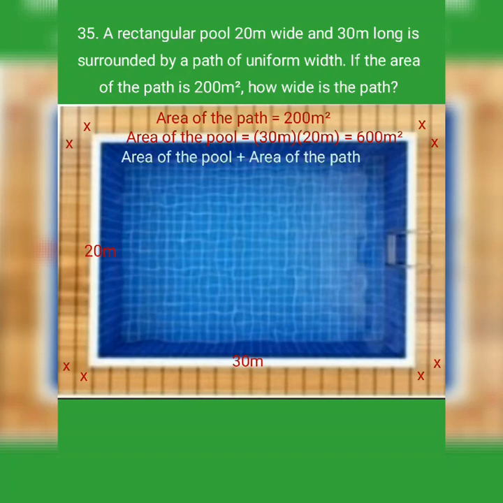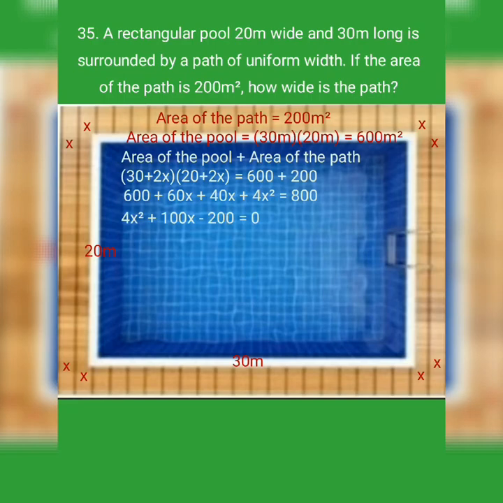Let us add the area of the pool and the area of the path. So we have the quantity of 30 plus 2x and the quantity of 20 plus 2x is equal to 600 plus 200. The product of the two binomials is 600 plus 60x plus 40x plus 4x squared, and the sum of 600 and 200 is equal to 800. The working equation will be 4x squared plus 100x minus 200, or x squared plus 25x minus 50 is equal to 0.